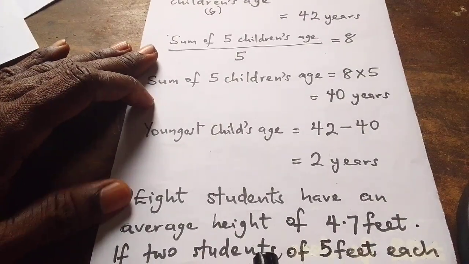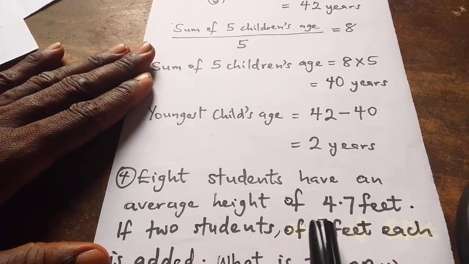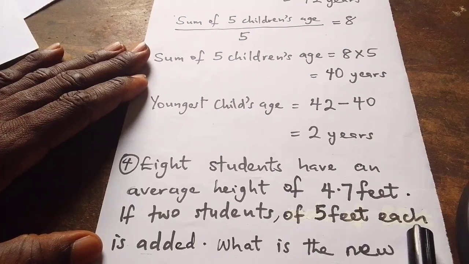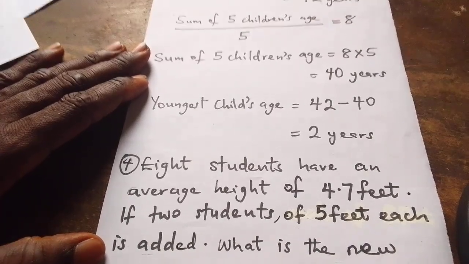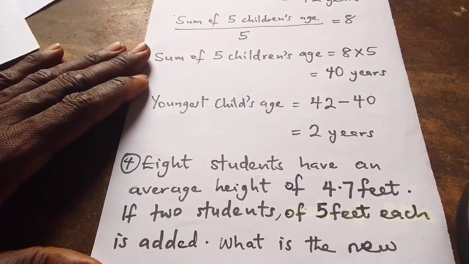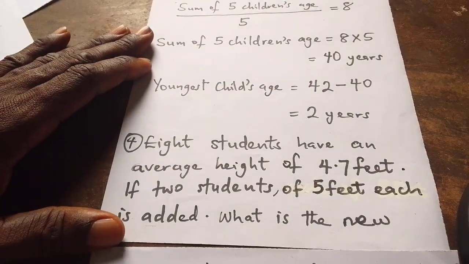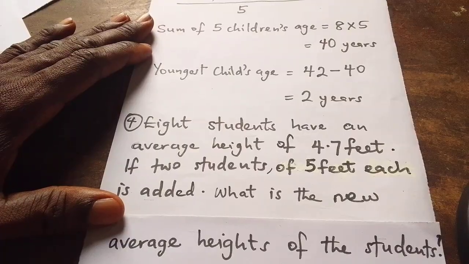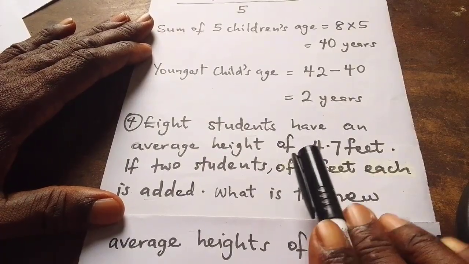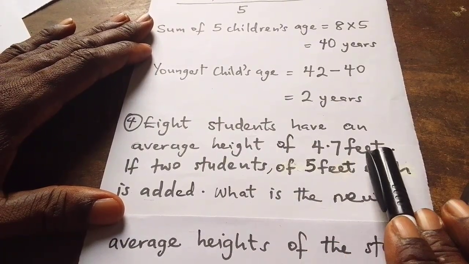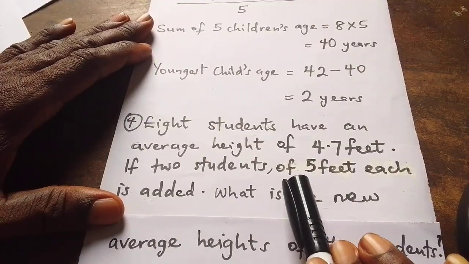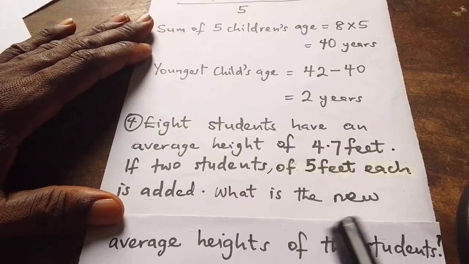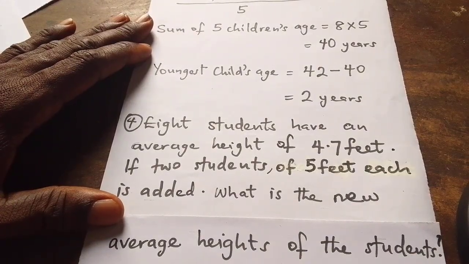8 students have an average height of 4.7 feet. If 2 students of 5 feet each are added, what is the new average height of the students?